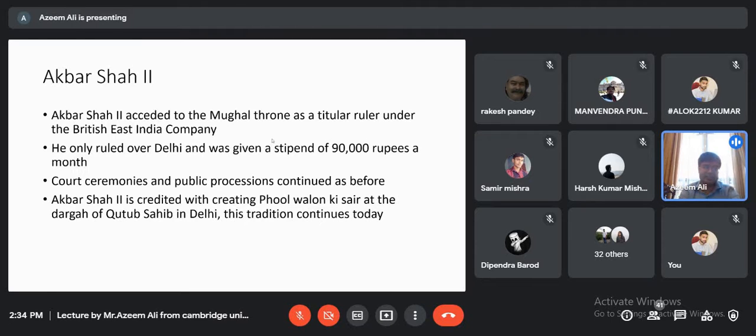Akbar Shah II acceded to the Mughal throne as a titular ruler, just like his father, under the British East India Company. He only ruled over Delhi and was given a stipend of 90,000 rupees a month to live off. But court ceremonies and public processions continued as before. Akbar Shah II is credited with creating Phul Walon Ki Sair at the Dargah of Qutb Sahib in Delhi. It is a tradition that still continues today and can be seen every year.